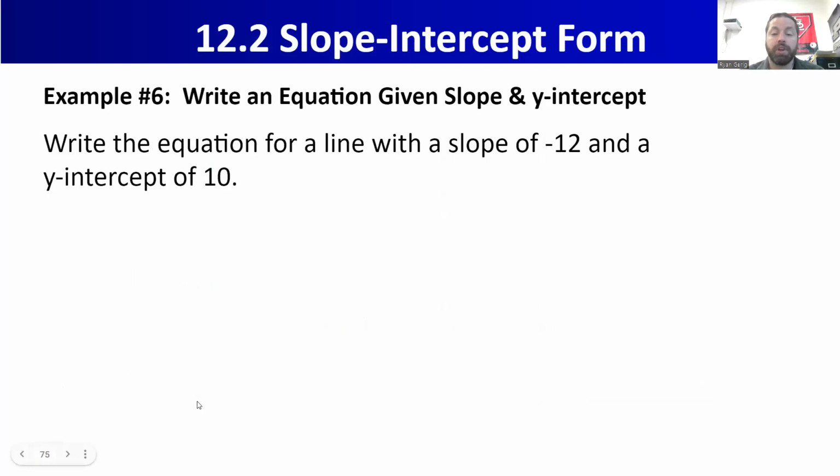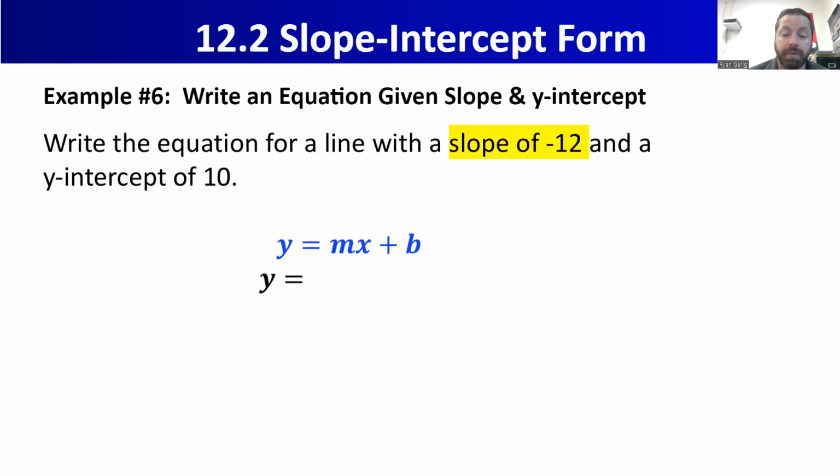Writing an equation given slope and y-intercept. So write the equation for a line with a slope of -12 and a y-intercept of 10. So m, slope of -12. I put that in for m. X is the variable that we just leave there. I gave you the y-intercept was 10. That's positive 10. So just put plus 10. And there's the equation in slope-intercept form.